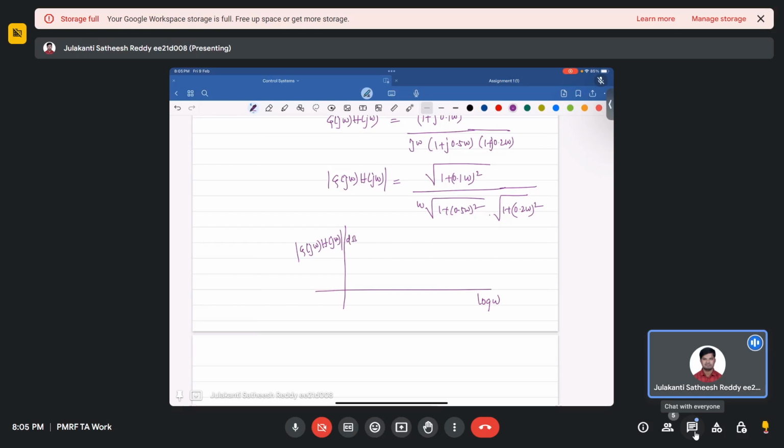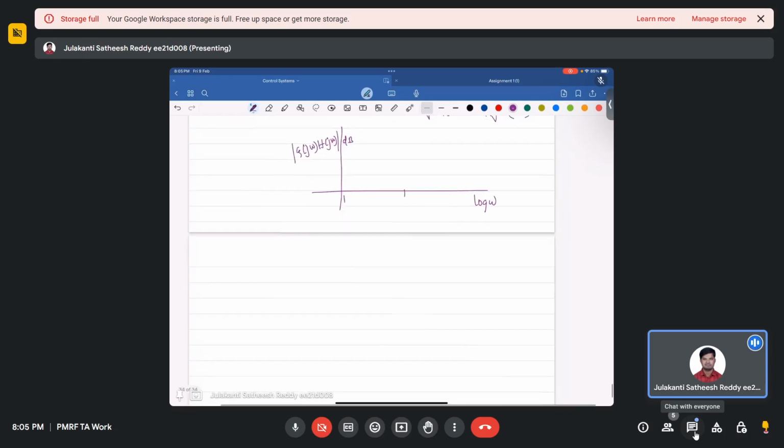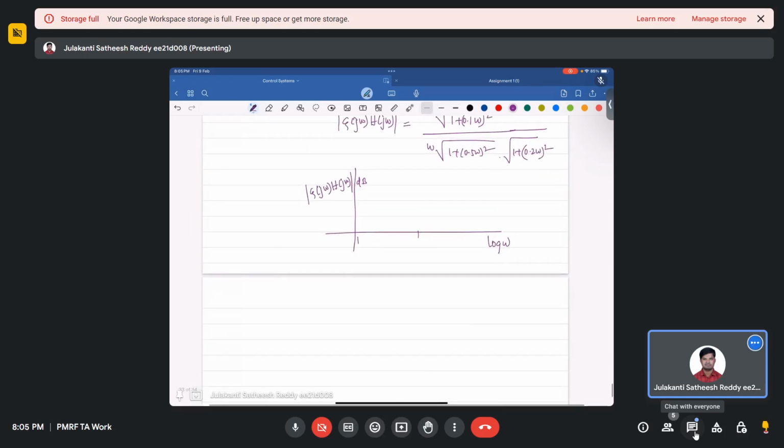Whatever you are doing, one decade gives you 20 dB. So one decade gives you plus 20 dB per decade for a zero and minus 20 dB per decade for one pole. If it is second order, you get double, so the slope is double. Normally we represent magnitudes in dB, right?